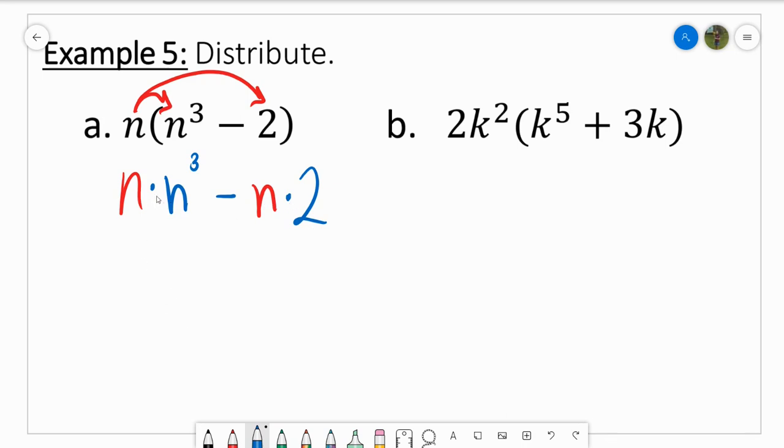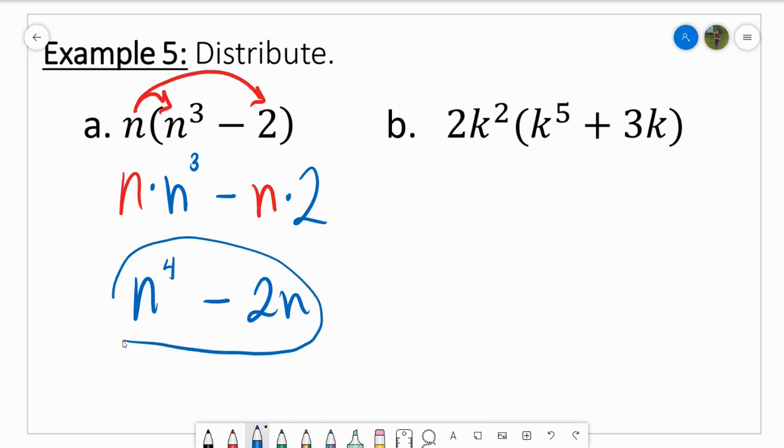Now we're going to go back and simplify. What is n times n cubed? Well, that's 4 n's multiplied all together, so it's n to the power 4. Keep that minus sign, and n times 2, well, it's much better to write 2n. All right, are these like terms? No, because they don't have the same exponents, so we cannot subtract them. All right, pause and try B on your own. I'll have the answer up here so you can check it.